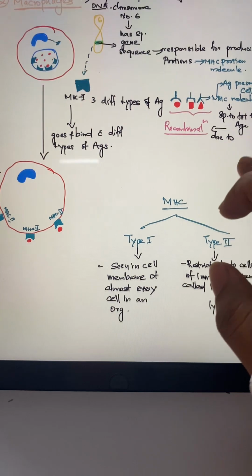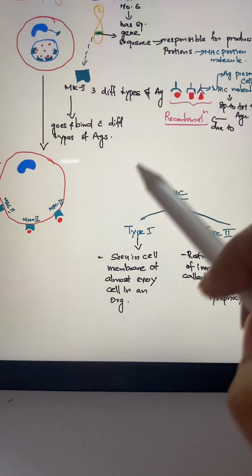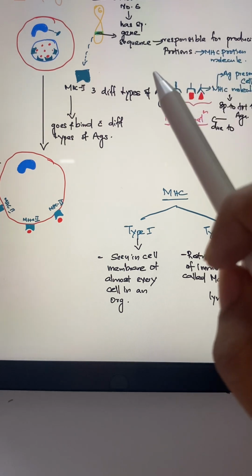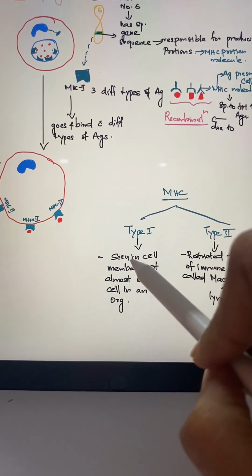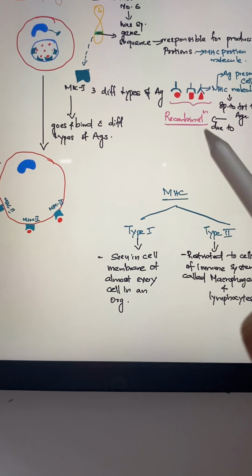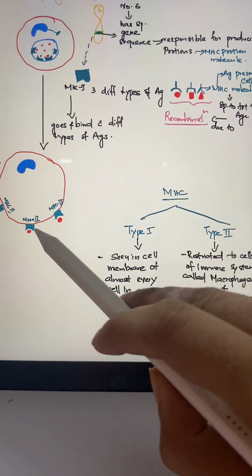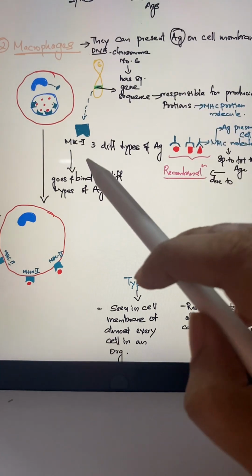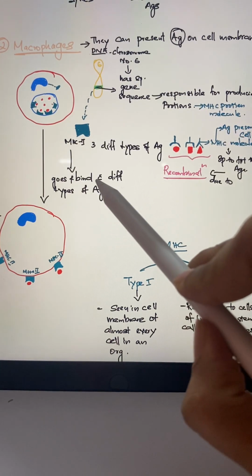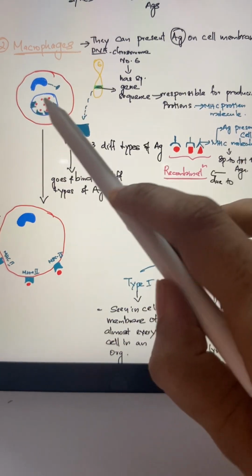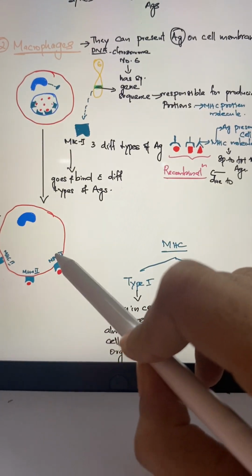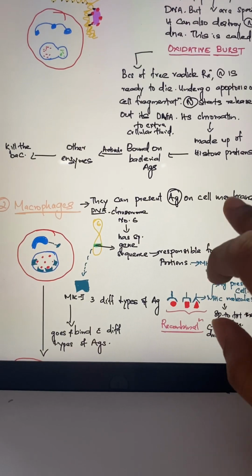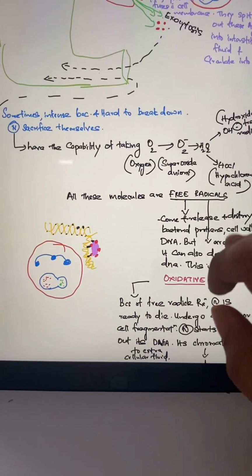See, these MHC complexes are of two types. Type 1 and type 2 are there. Type 1 can be seen in the cell membrane of almost every cell in an organism. But type 2 are restricted to cells of the immune system called macrophages and lymphocytes. So these MHC2 molecules go and bind with different types of antigen, and these antigens are released into the lymph nodes.